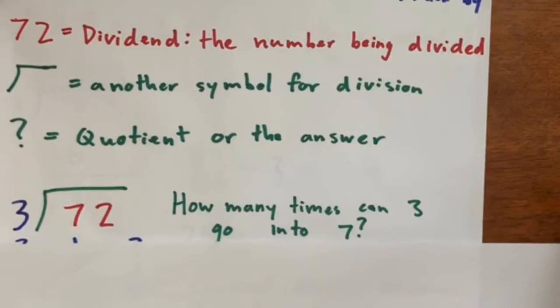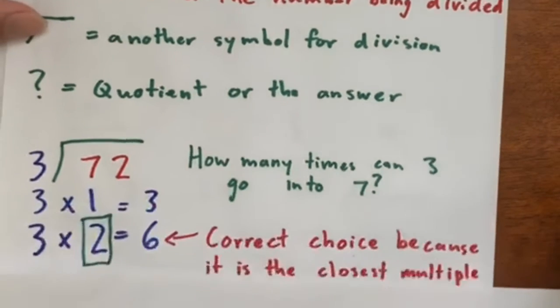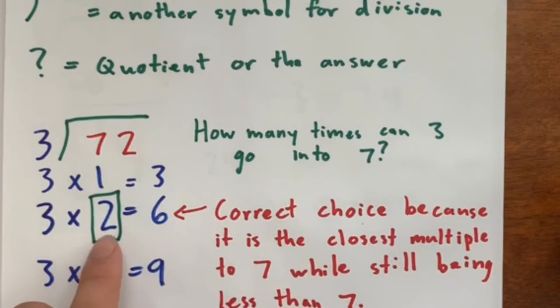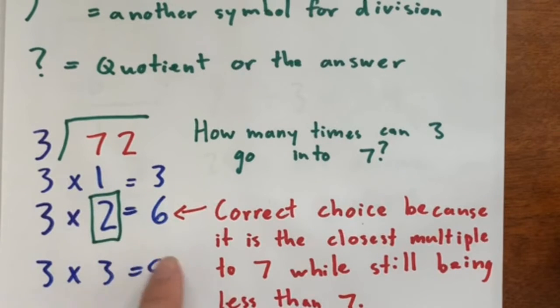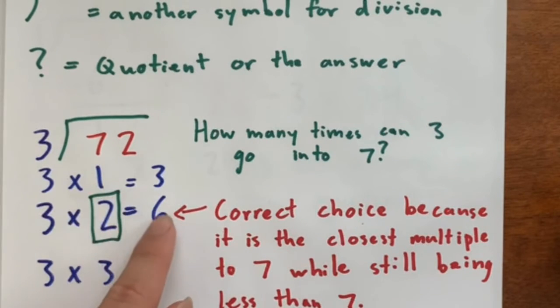So the first question we want to ask is how many times does 3 go into 7? We're going to focus first on the tens place. From our multiplication facts, we know that 3 times 1 is 3, 3 times 2 is 6, and 3 times 3 equals 9. So here the correct choice would be to choose 2. Since 7 isn't a perfect multiple of 3, we want to choose the closest multiple to 7 while still being less than 7. So 3 times 3 is incorrect because 9 is greater than 7, but 3 times 1 is also incorrect because 6 is closer to 7 than 3 is.